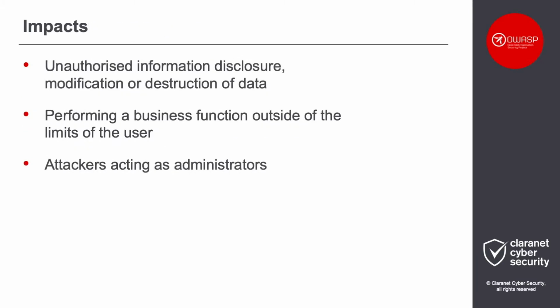What are some of the impacts of broken access control? This can lead to unauthorized information disclosure, attackers being able to read sensitive data, or even modify or destroy the data. Another big impact is being able to perform business functions outside of the limits of what the attacker should be able to do. And lastly, attackers acting as administrators, for example, being able to perform admin actions while only logged in as a regular user. All of these vulnerabilities can have a huge impact on the organization and affect them negatively.